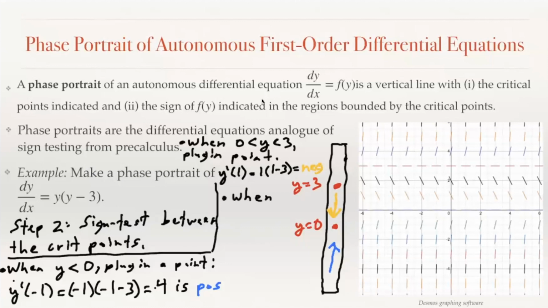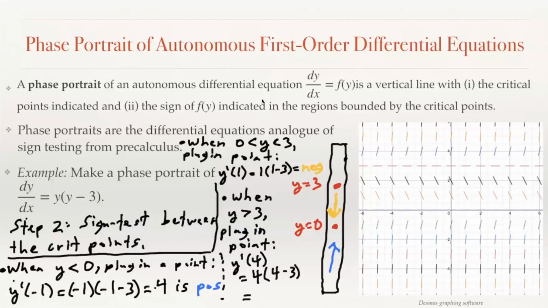And when y is greater than 3, we can plug in any point there. We'll choose, say, 4, plug in 4, and we have 4 times 4 minus 3 is positive. So we have a positive slope there. So we know that solutions up here must be increasing, solutions in here must be decreasing, and solutions over here must be increasing. And that is the process of creating a phase portrait algebraically.